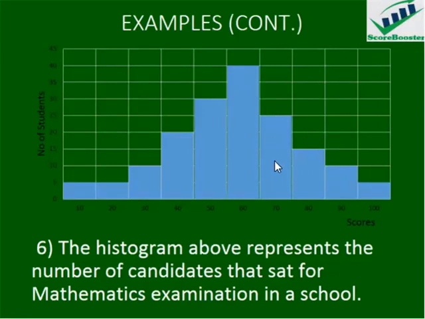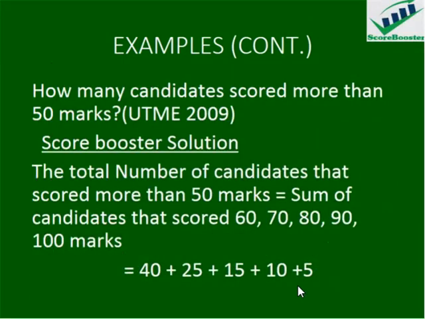That's the height of the bar for 70 marks. The number of students that scored 80 marks is 15. 90 is 10 and 100 is 5. So we'll sum this up to know the total number of students that has more than 50 marks. This is a UTME past question, UTME 2009. So the total number of candidates that scored more than 50 marks equals the sum of candidates that scored either 60, 70, 80, 90, or 100 marks.